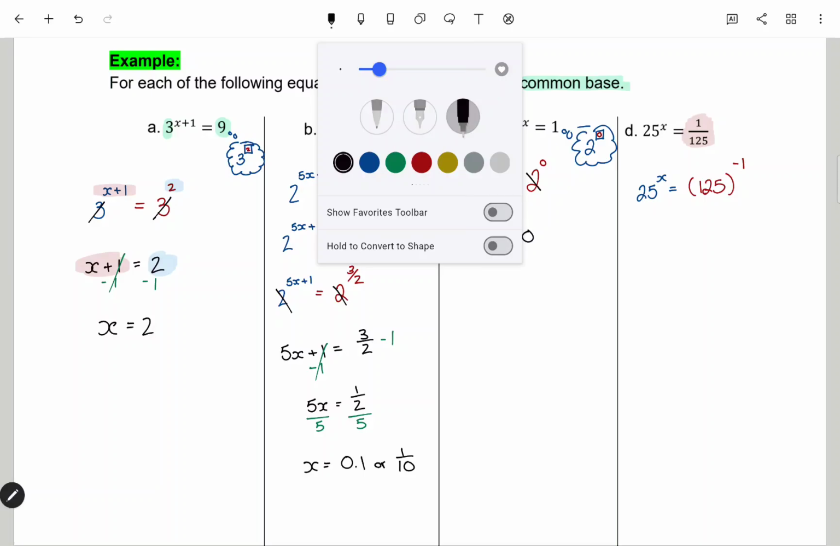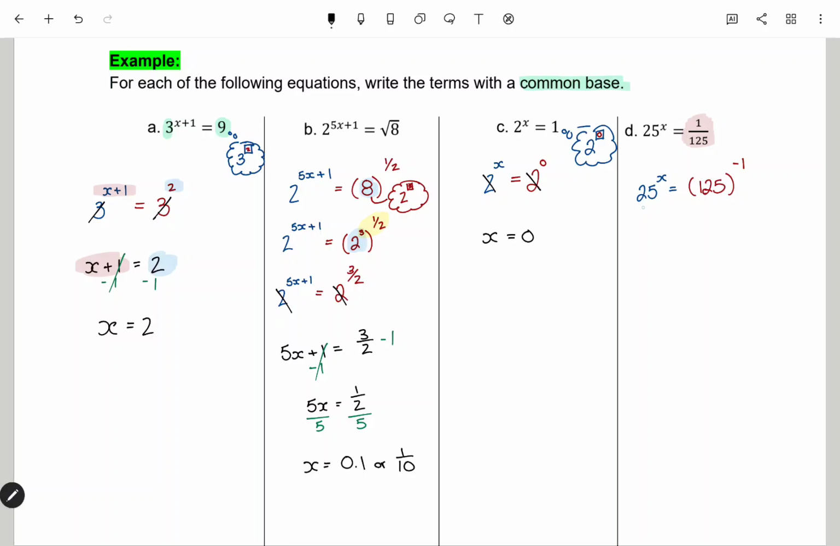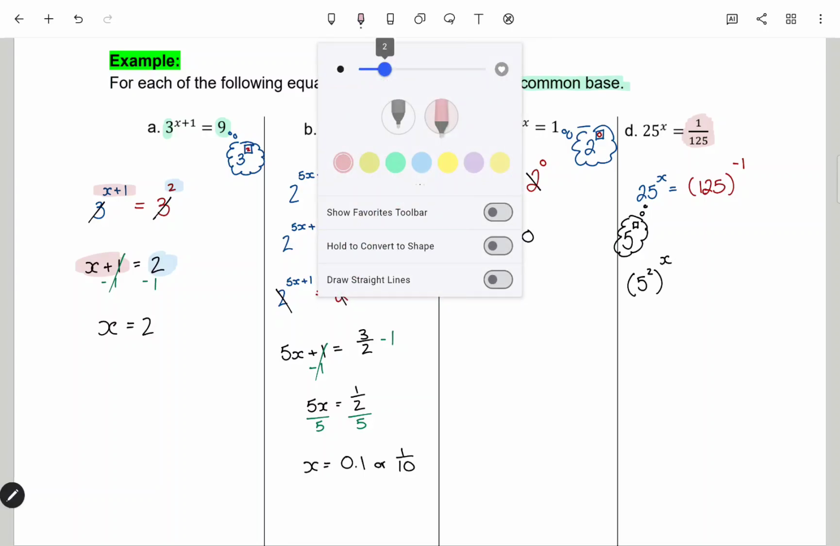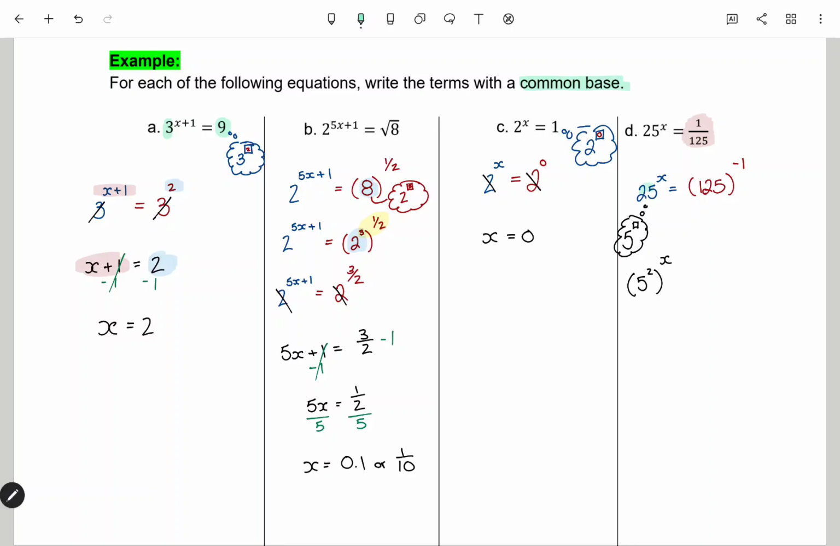Okay, so 25 and 125, we have to change both of these. And we're going to change them both to a power of 5. So we're going to ask ourselves, 5 to the power of what is 25? Well, we can see that 5 squared is equal to 25. So again, all I did here was rewrite that 25 as 5 squared.